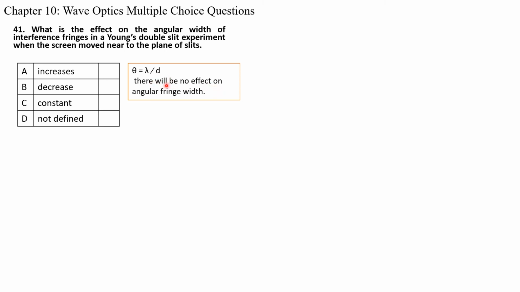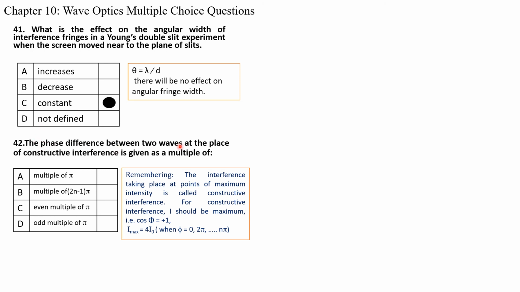So you have to identify the answer in the four options. Option A is increases. Option B is decreases. Option C is constant, and option D is not defined. The correct answer is C, because there is no effect on angular fringe width when the screen is moved. So therefore, please lock option C. Next question.